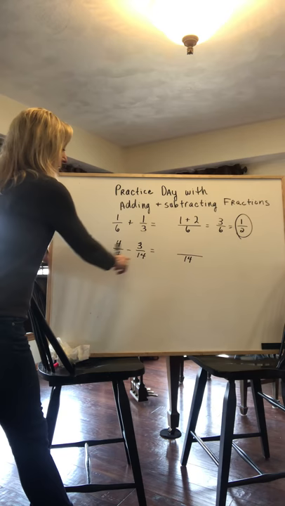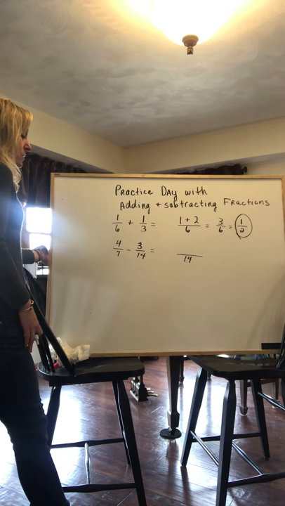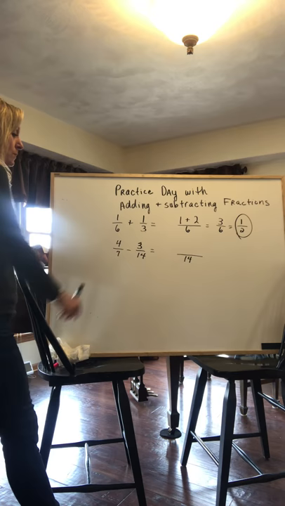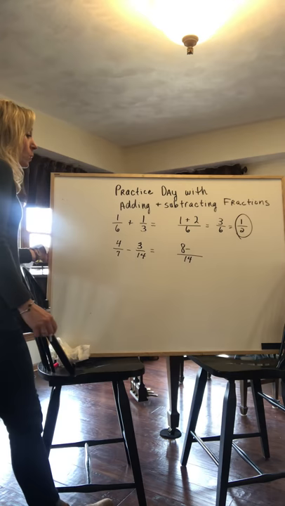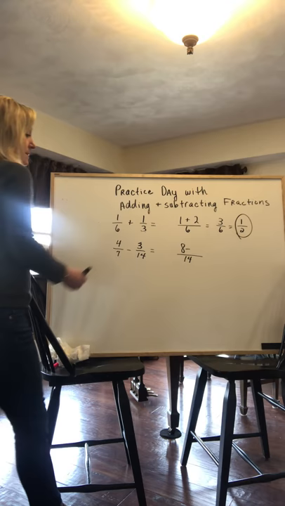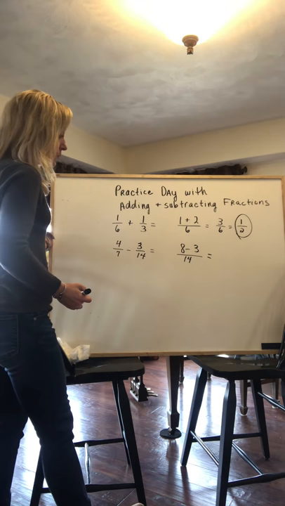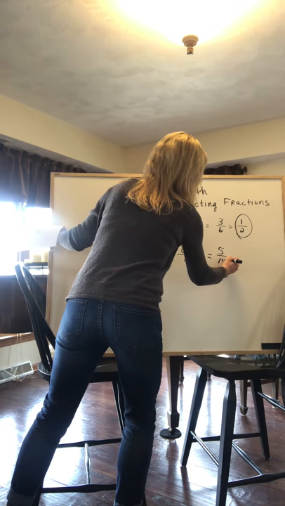So now we continue and we ask ourselves the question, what do I multiply 7 by to get 14? The answer is 2. So I have to multiply this numerator times 2. 4 times 2 is 8. Minus, this was a subtraction. What do I multiply 14 by to get 14? Well, that is 1. 1 times 3 is 3. Numerator, I have 8 minus 3, and that's 5 over 14. And that's the answer.